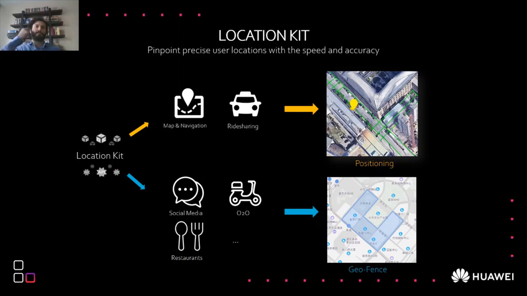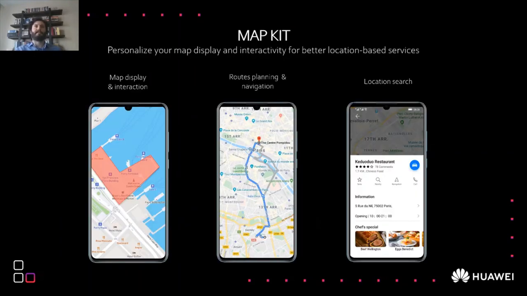We have 99% accuracy of the location. It's using fused location. It combines the GPS, base station, and Wi-Fi. Also, we have the geofence. So you can use this with our client SDK.